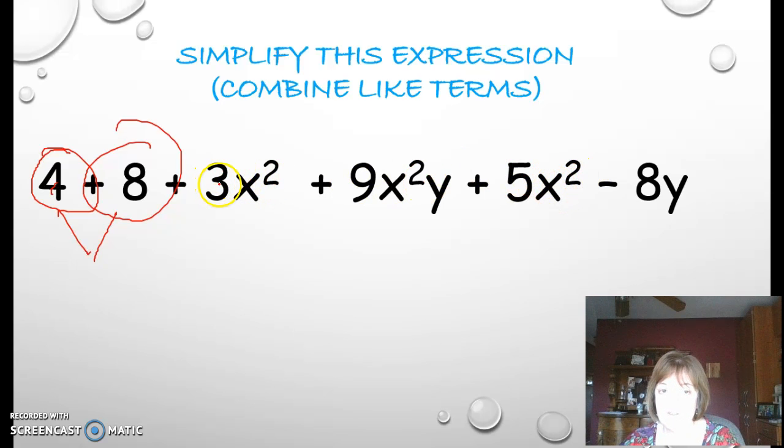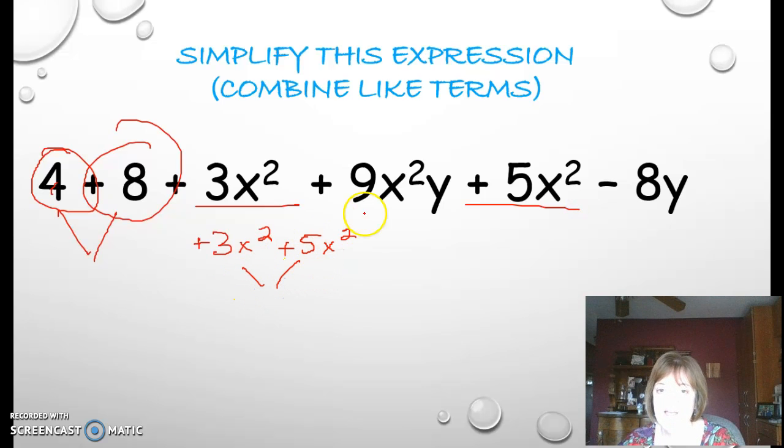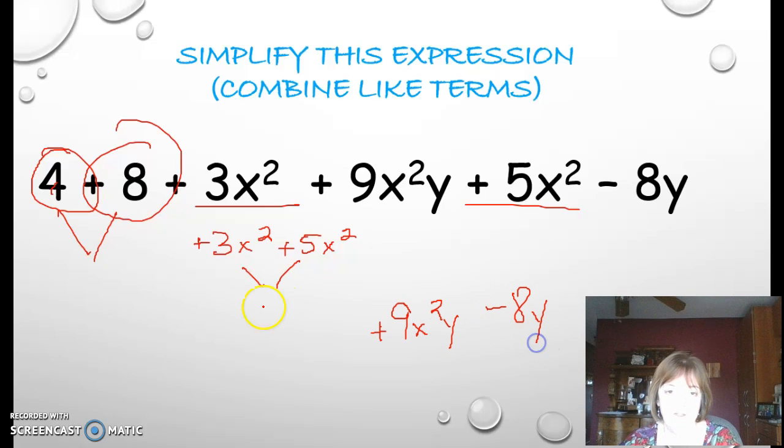Notice I have plus 3x squared, and I have plus 5x squared. So I'm going to put them right here together. 3x squared plus 5x squared. All right, I'm going to underline them so you can see that those two can go together. So I'm going to combine those two. Now, my 9x squared y, and I have a minus 8y left. That's it. They don't go together. So they're going to get copied down below. Okay, they're just going to stay with us. And minus 8y. There we go.